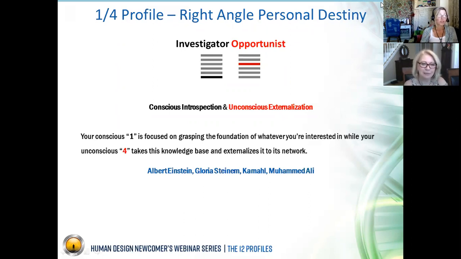I have my oldest son, who's a 1-4, and I never understood him because everybody else in my family is a left angle profile.